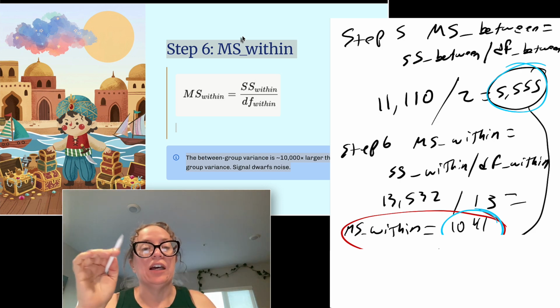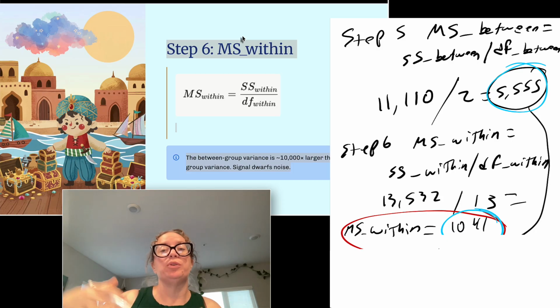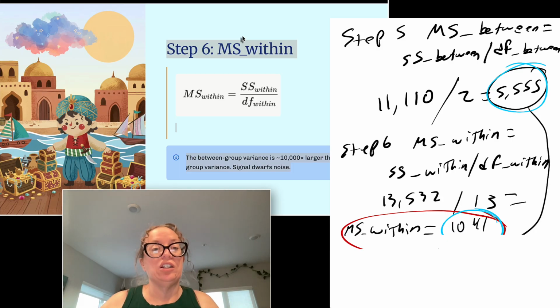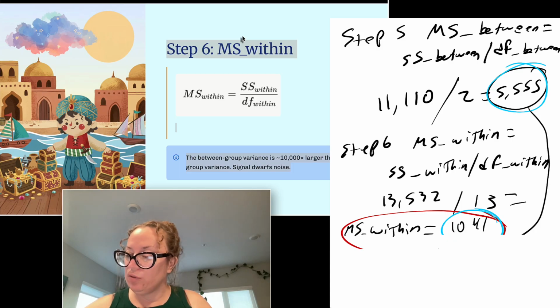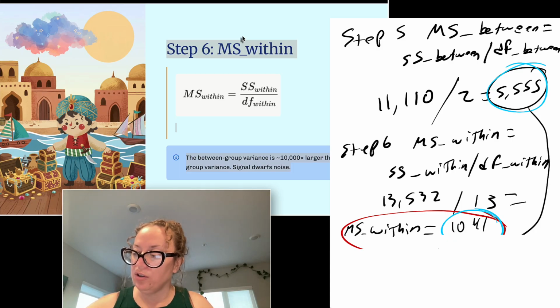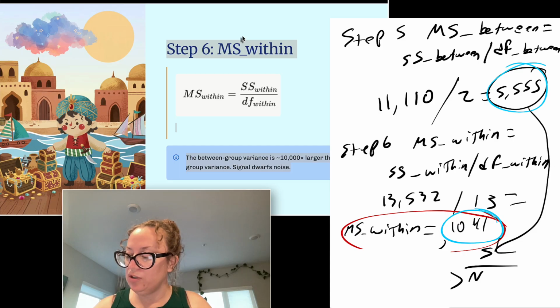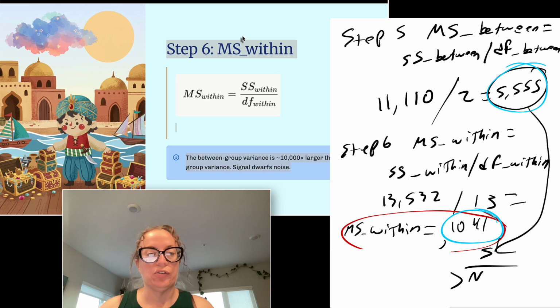It's the baseline against which you're going to compare your between group signal to see if it's large enough. If MS within is large, your groups are very messy internally, and it's going to take a bigger between group difference to stand out. Okay, so if you're looking at your F ratio, it's your signal over noise. MS within is the noise, okay? It's the denominator. So the noise floor is 1041.